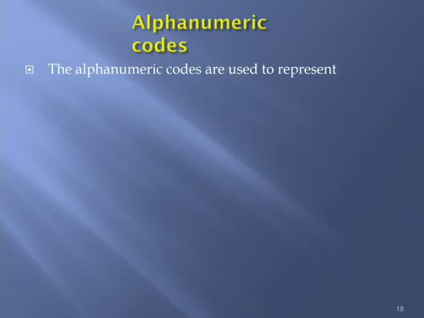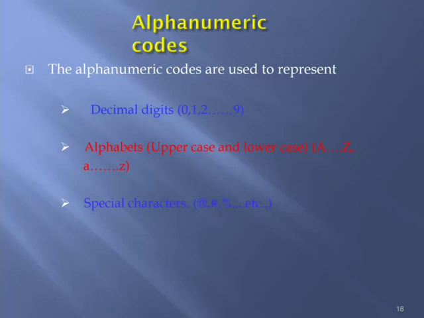Next we will see something about alphanumeric codes. Alphanumeric codes are used to represent decimal digits like 0 to 9, and alphabets, both uppercase as well as lowercase, A to Z and a to z, and special characters like @, percent, ampersand, etc. And also commands that are used by computers to represent carriage returns, line feeds, etc. Enter, backspace, and all those things will have some specific binary code, and that code you are calling alphanumeric codes.